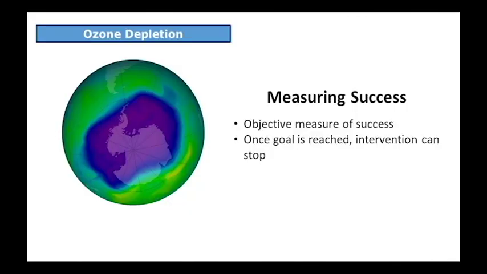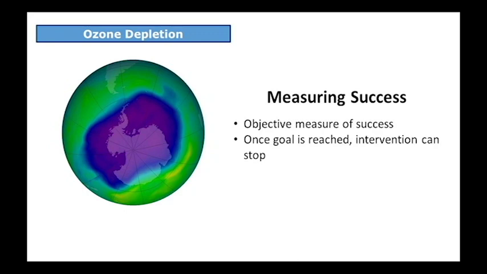Another way in which tame problems and wicked problems are different has to do with how we can measure the success of interventions to try to improve things. When it comes to ozone depletion, we could determine an objective measure of success, and once that goal gets reached, then we can stop the intervention that we implemented. For example, we can objectively measure the success of our interventions to halt ozone depletion by measuring the thickness of the ozone layer around the planet and monitoring the large ozone holes in the polar regions to see that they're shrinking.